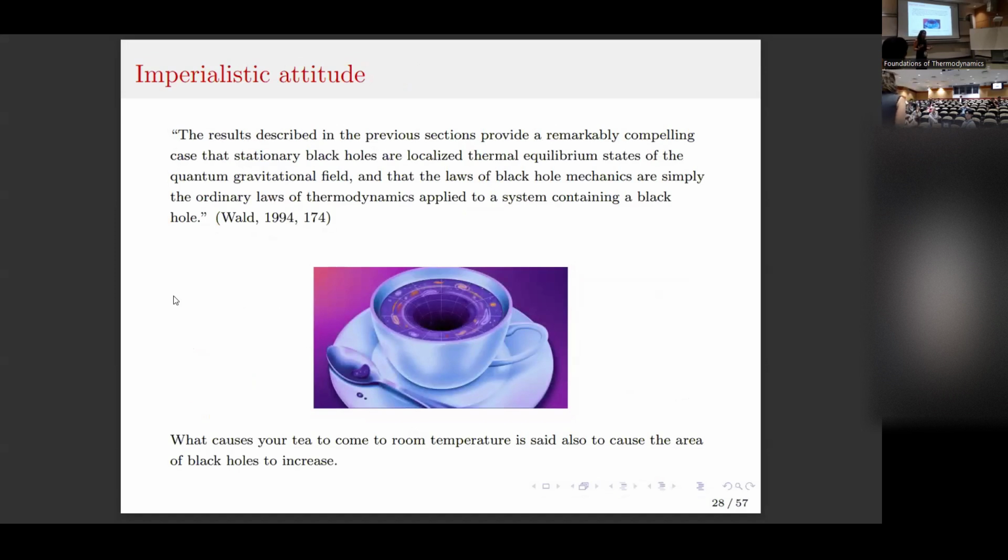So an important attitude that has been defended in this literature is very close to the imperialistic attitude. For instance, Wald in 1994 says: the results described in the previous sections provide a remarkably compelling case that stationary black holes are localized thermal equilibrium states of the quantum gravitational field, and that the laws of black hole thermodynamics are simply the ordinary laws of thermodynamics applied to a system containing a black hole. So this is very similar to what we would call an imperialistic attitude. He's not trying to mark a difference between thermodynamics as applied to black holes and thermodynamics of gases or magnets. So basically what this suggests is that what causes your T to come to room temperature is said also to cause the area of black holes to increase.